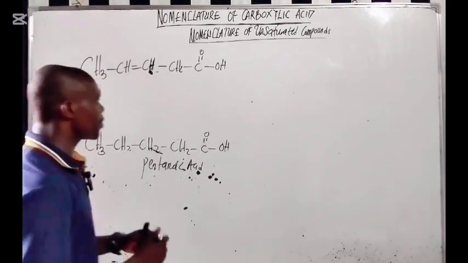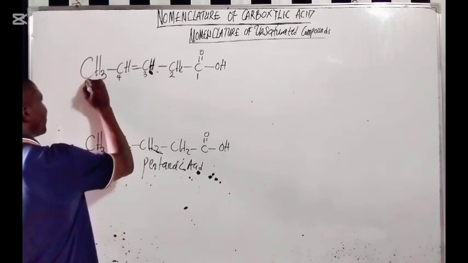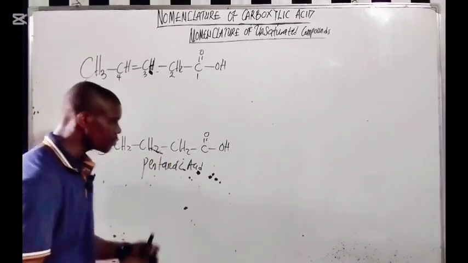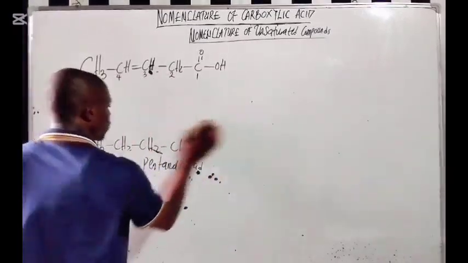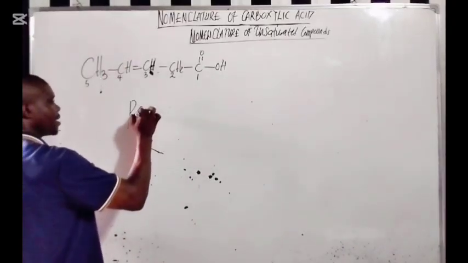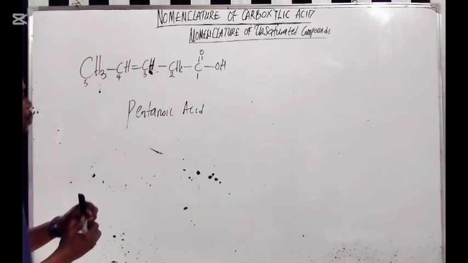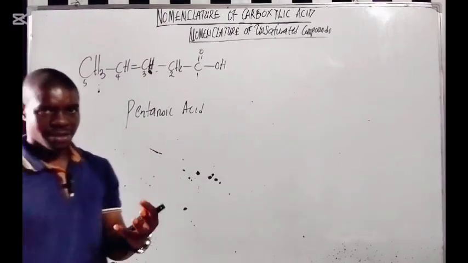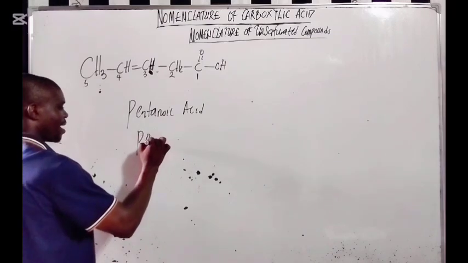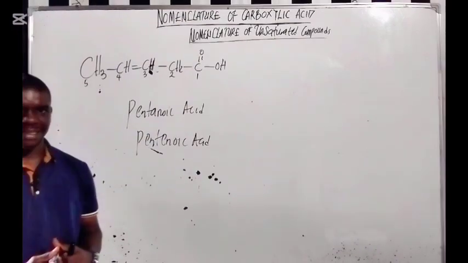So here my carbon one is the carboxylic carbon. So here I have 1, 2, 3, 4, and 5. Can you see that? That is it. So what will now happen here? Normally it's supposed to be pentanoic acid. Normally, if there is no double bond, it's supposed to be pentanoic acid. Right? But since there is a double bond here, the A will change to E, right? The A will change to E. So you don't say pentanoic acid, it's going to be pentenoic acid. Just that, pentenoic acid, right?